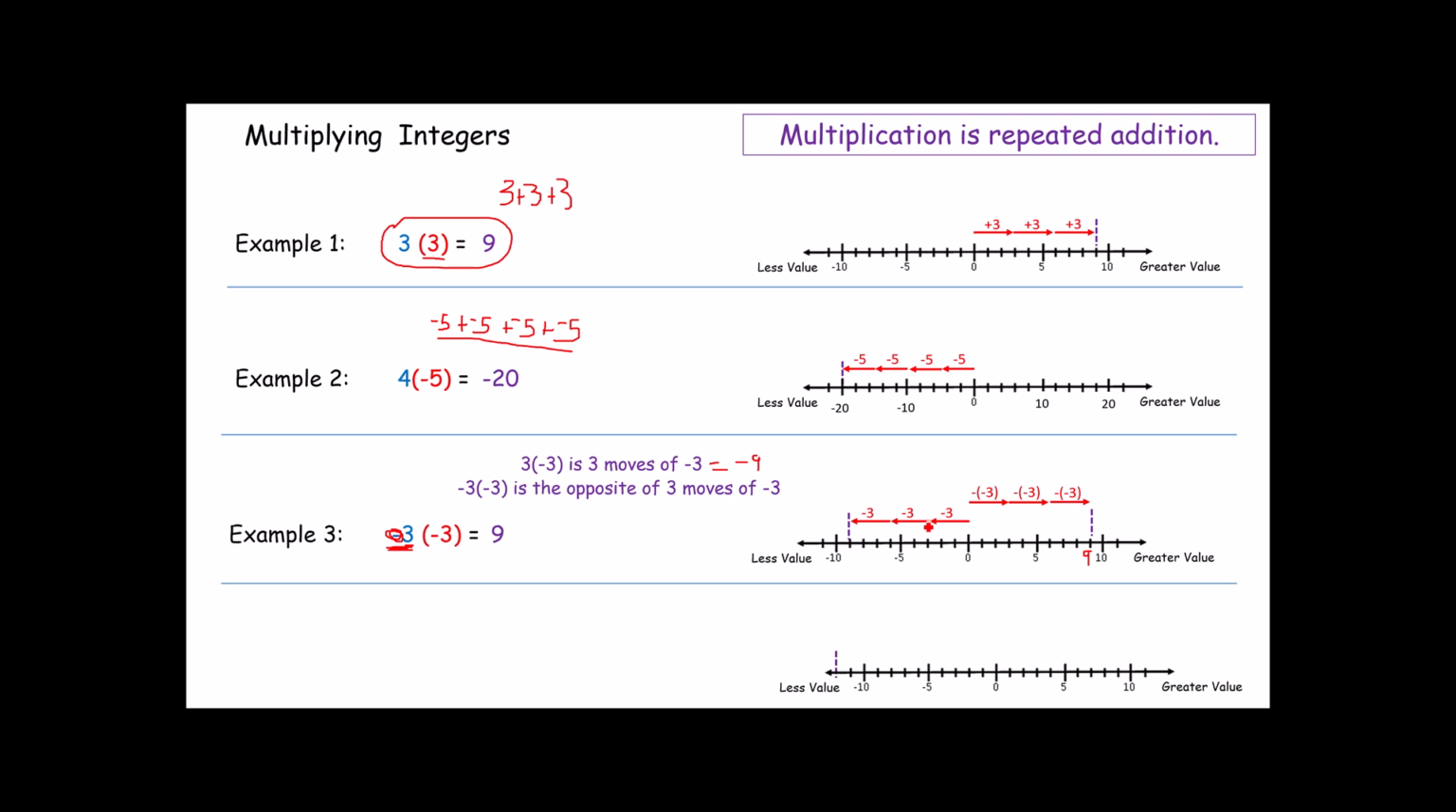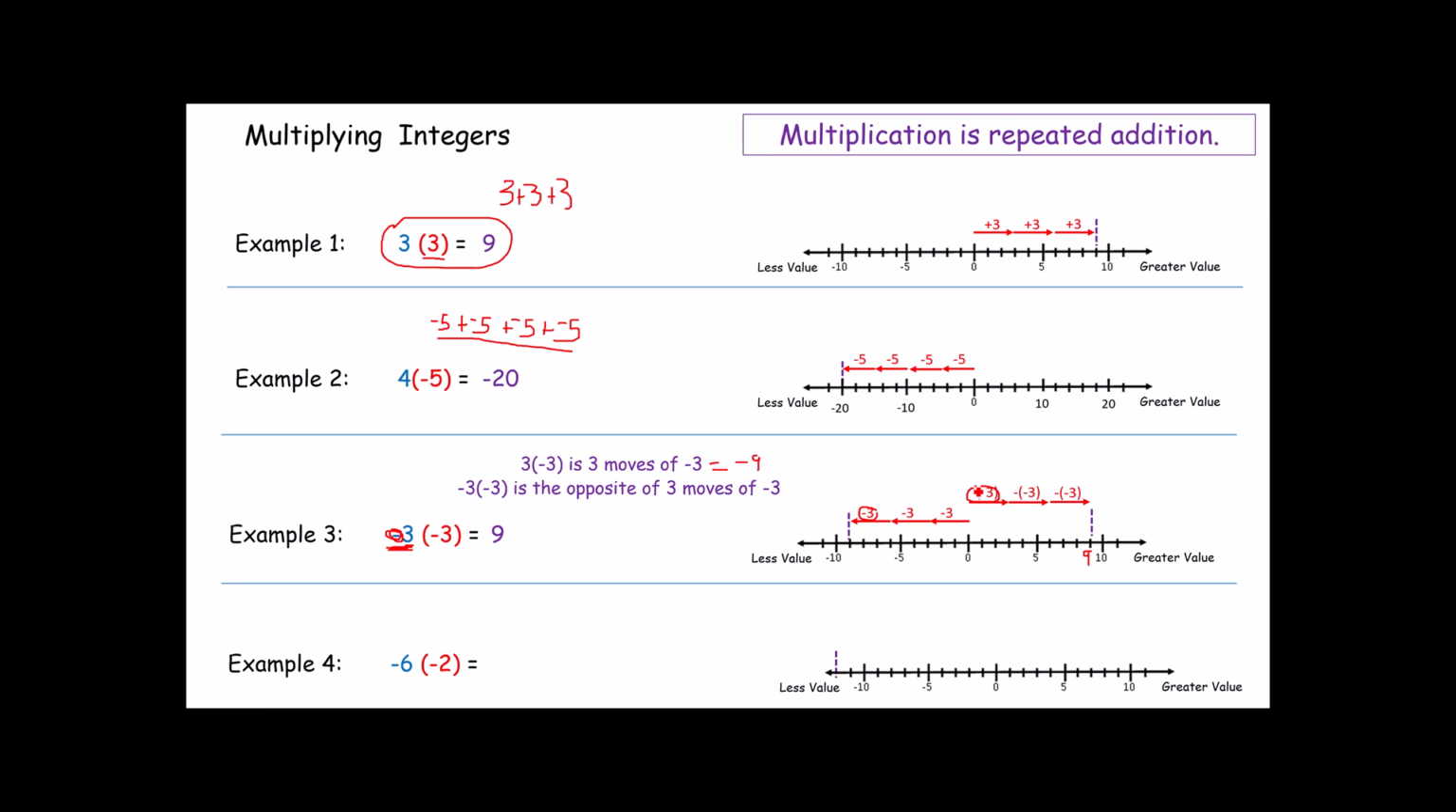If 3 moves of negative 3 is 3 moves to the left, the opposite of 3 moves of negative 3 would be 3 moves to the right. It's a little bit tricky, isn't it? Keep in mind that the opposite of moving left 3, the opposite of negative 3, would be negative negative 3 or positive 3. Let me do that one more time.